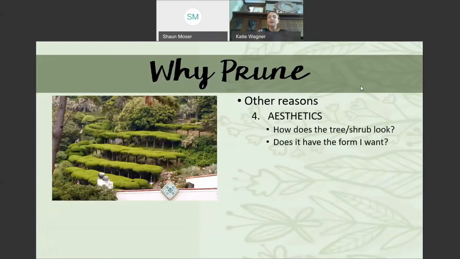Okay. A couple other reasons for pruning. Aesthetics. We want to have a certain look to that tree and shrub. Sometimes we get into some of these types of pruning decisions, like if we're trying to prune to have a barrier or privacy or something like that, or if we want it to take on a certain form or look.